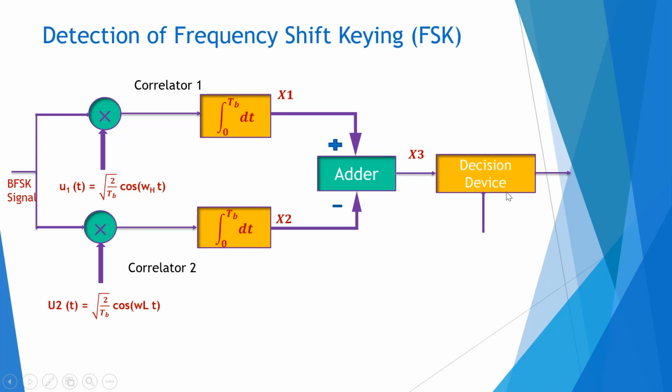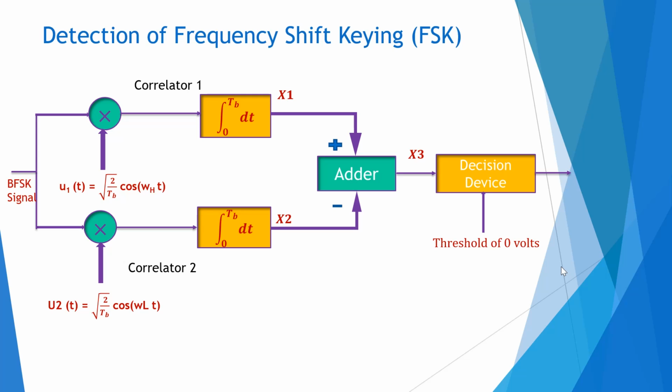Then that is applied to a decision device where the threshold is 0 volts. The output we get is 1 if x3 is greater than 0, and the output will be 0 if x3 is less than 0.